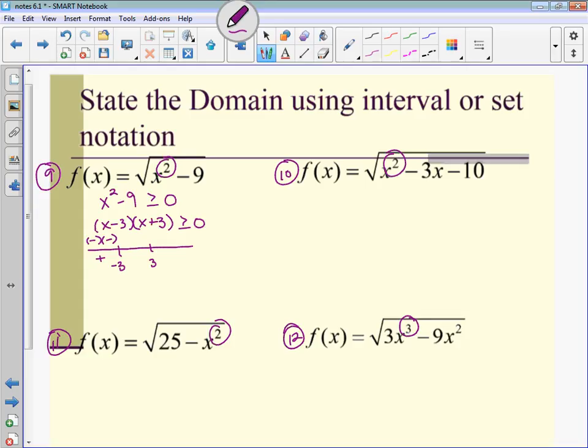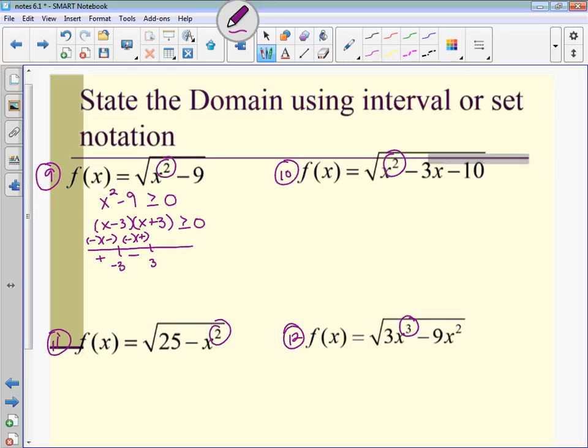So what would you pick in between negative 3 and 3? What's the easiest thing to pick in between there? 0? You can pick anything that's in between there, but 0 is the easiest. So what's 0 minus 3? Negative. 0 plus 3? Positive 3, right? And what's a negative times a positive? Negative. So that little section of our number line is negative.